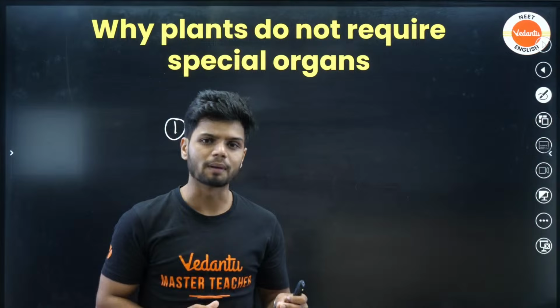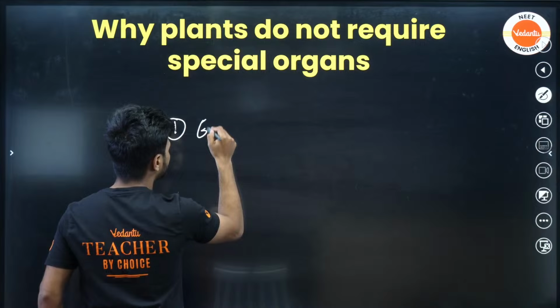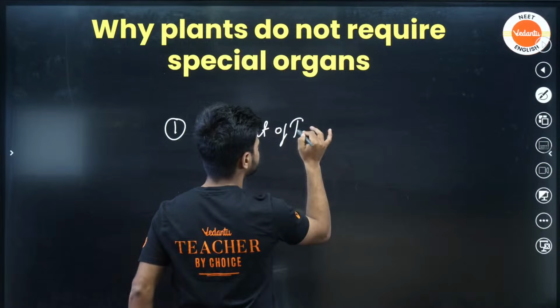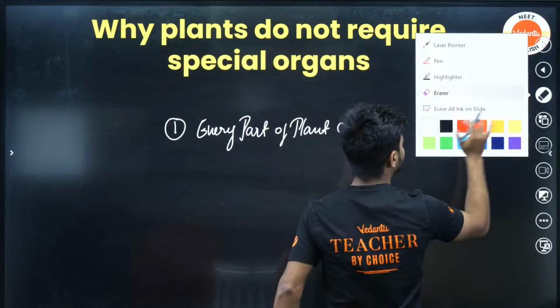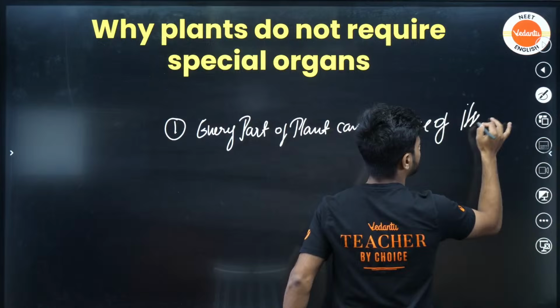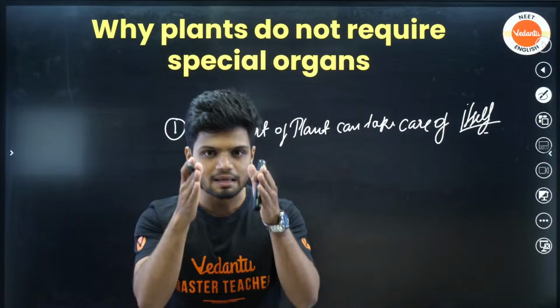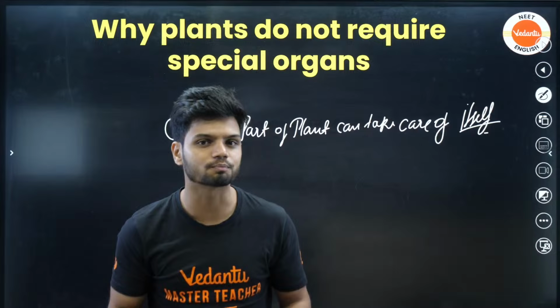The reason why they don't have a special organ is because every part of the plant can take care of itself. That is every part: the leaf does photosynthesis, the stem also has lenticels. If you also know, the root hair can also do respiration. Root hair can also take in some amount of oxygen. Yes, every part can take care of itself.